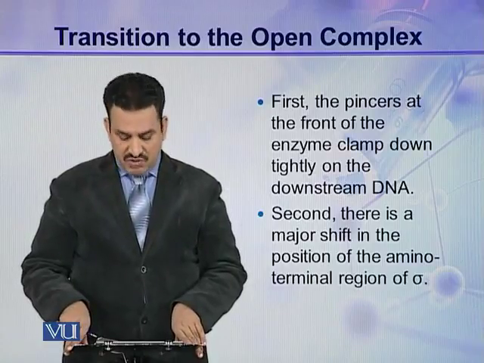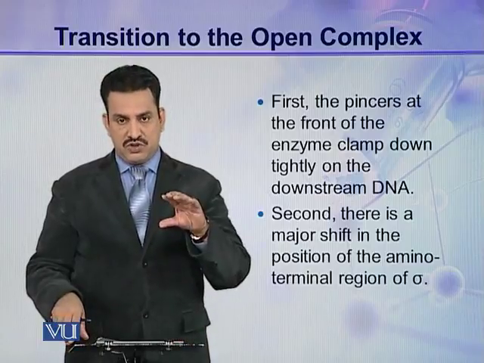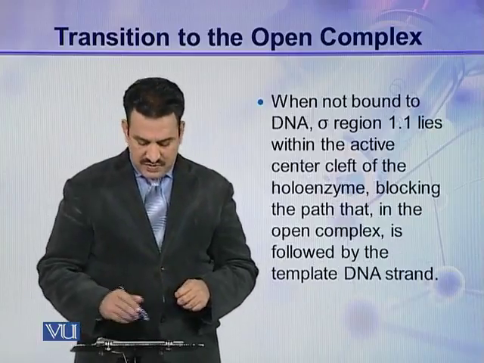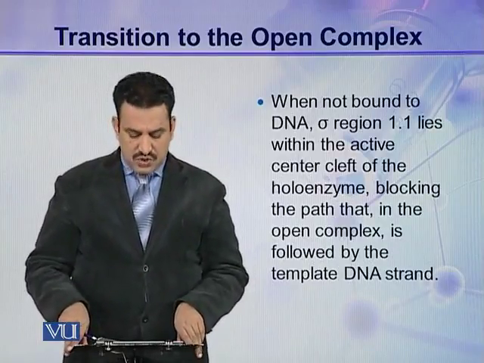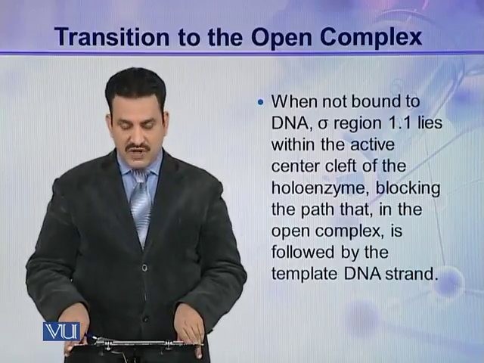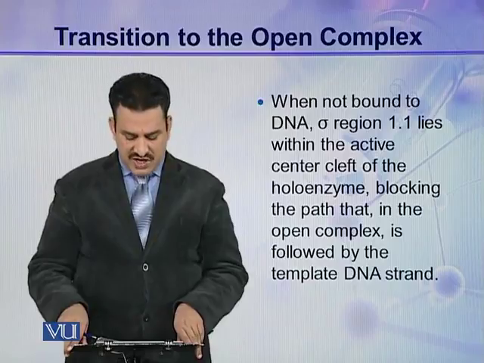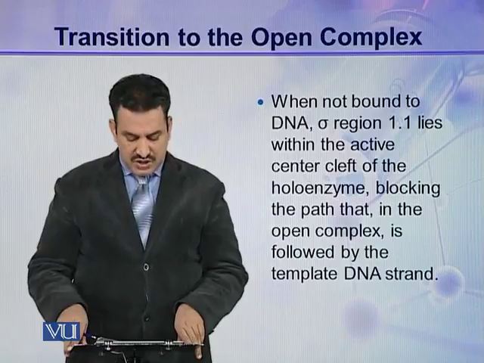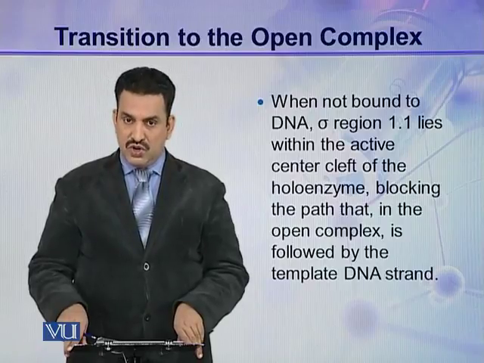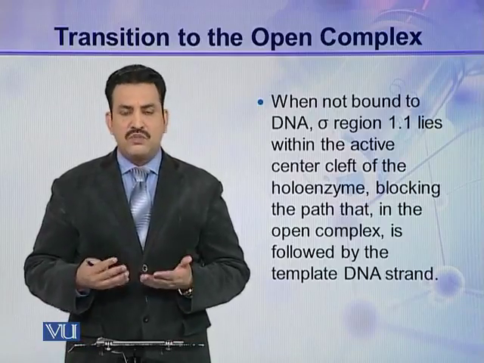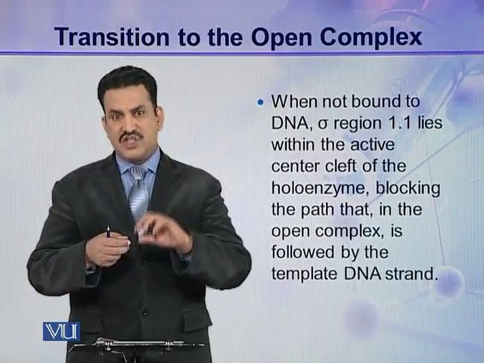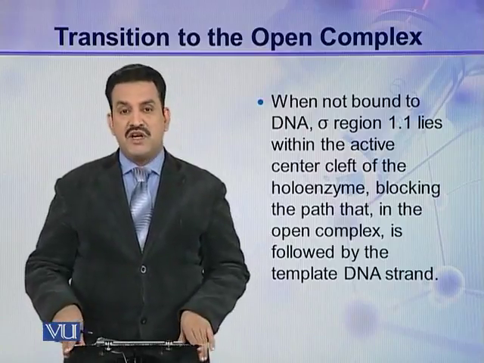of the amino terminal region of the sigma subunit. So there is also a change in the amino terminal region of the sigma. When not bound to DNA, sigma region 1.1 lies within the active center cleft of the holoenzyme, blocking the path that in the open complex is followed by the template DNA strand. So when it is not bound to the DNA, region 1.1 actually blocks the channel of the template DNA strand.